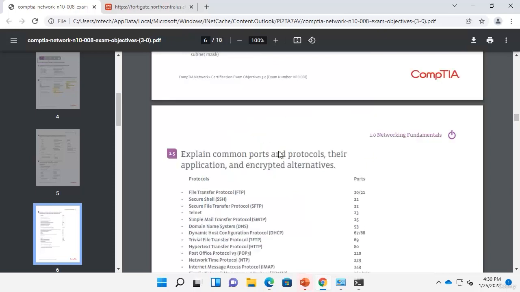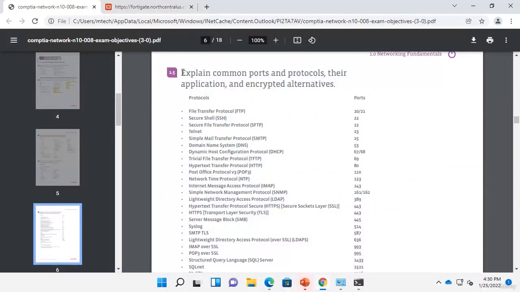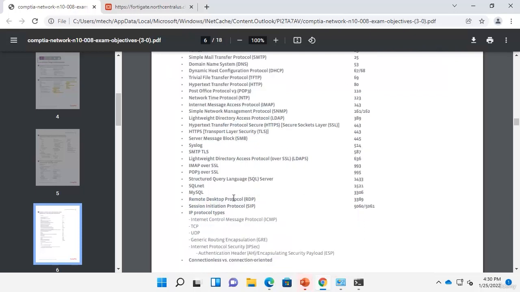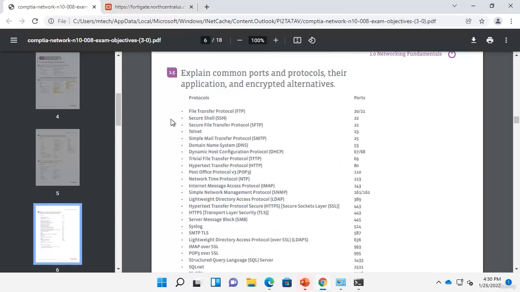All right, so this is exam objective 1.5, and it says that we need to explain common ports and protocols, their application, and encrypted alternatives. So basically, again, that means we need to know what these are. Okay, we need to know what they are doing. And we've talked about a number of these, but inevitably I'm going to have missed a couple. So we're in here just to see, okay, what do the objectives actually have?